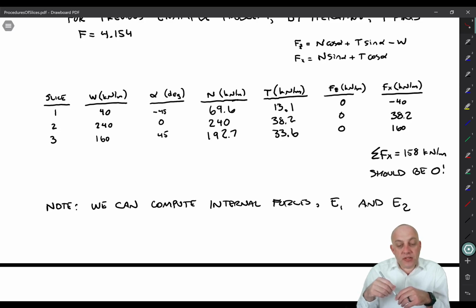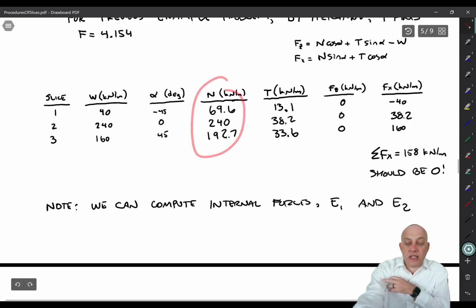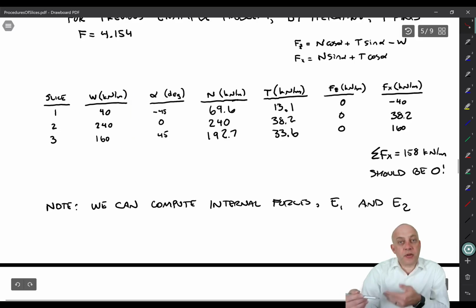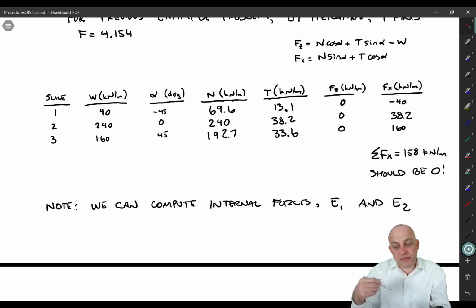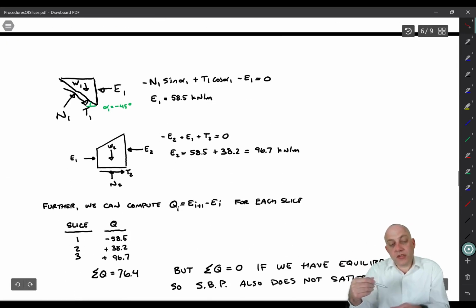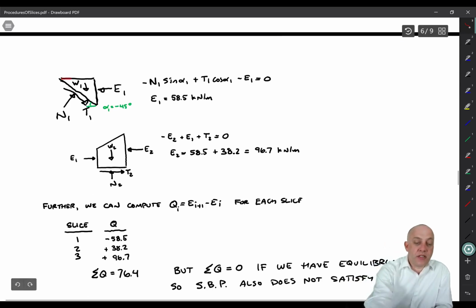Now, one thing I wanted to do, though, is now that we're assuming that there are interslice forces, now that we know N and T for each slice, and of course we know W, we can now compute those interslice forces too. So here's how to do it. You start with slice 1. We have N1 and T1 and W1, and then of course there's only E1 acting horizontally on the side.